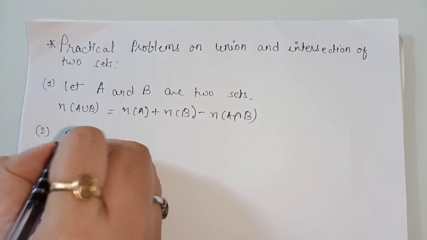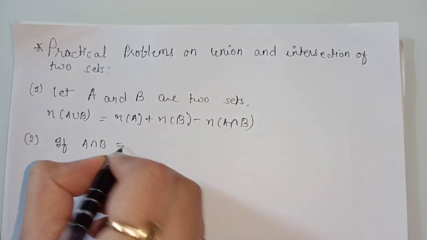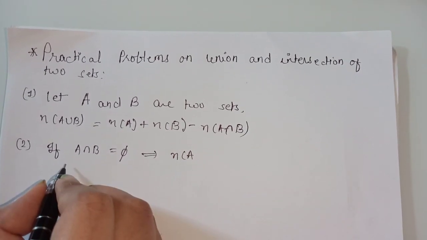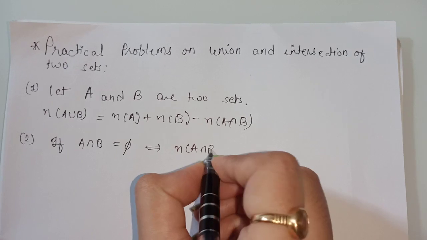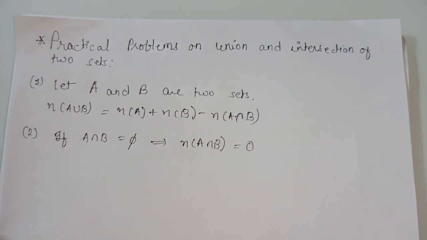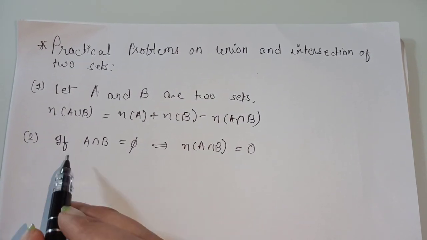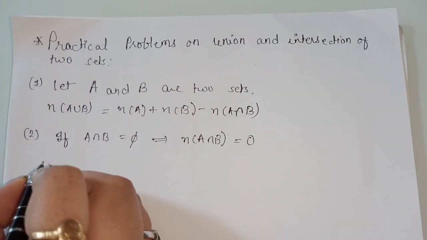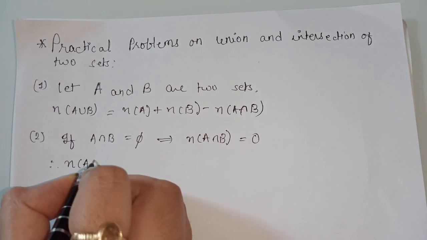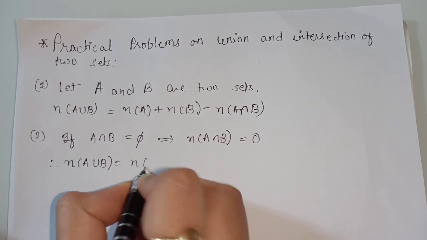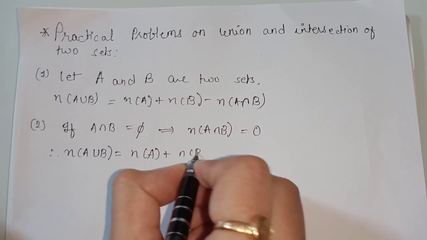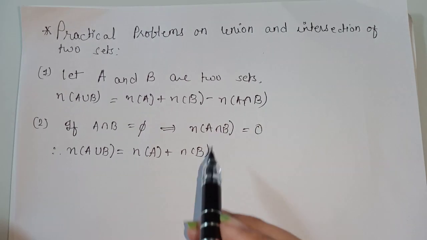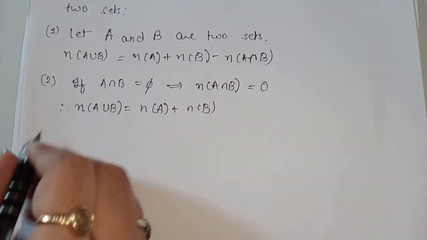Second one, if A intersection B is the null set, then number of A intersection B is nothing but 0. So if I substitute this in this particular formula, therefore number of A union B is equal to number of A plus number of B. Why? Because this term is 0 as it is the null set. Okay, so that is the second formula.